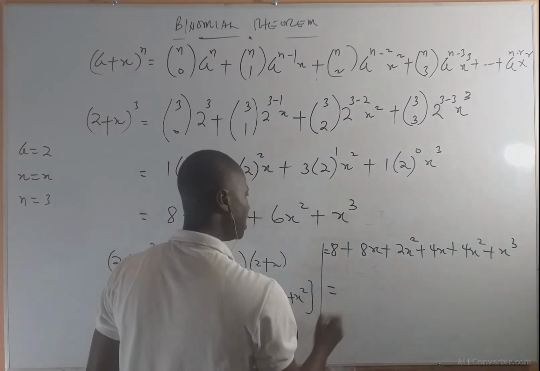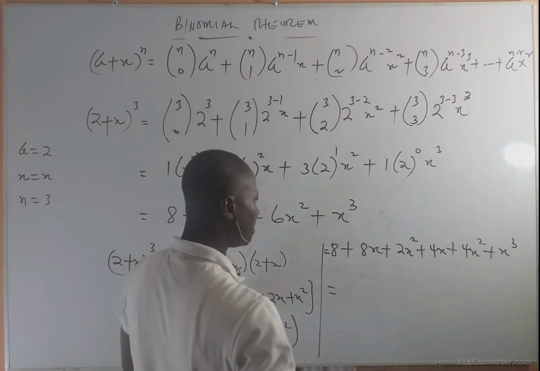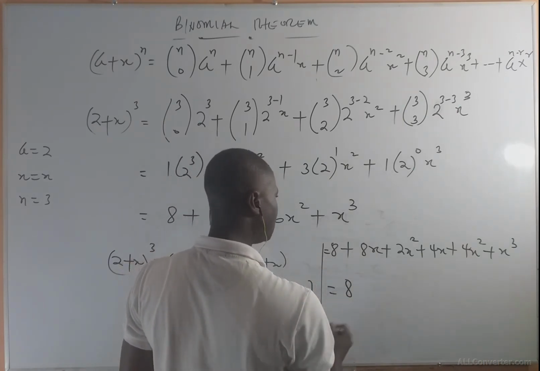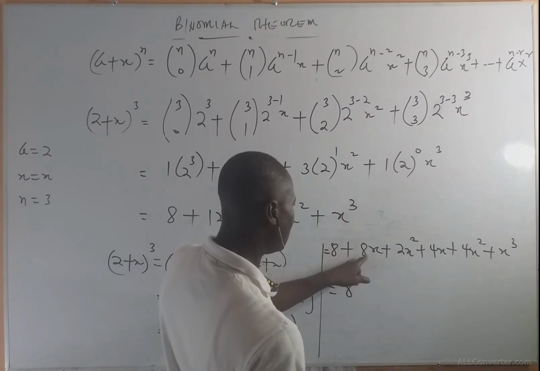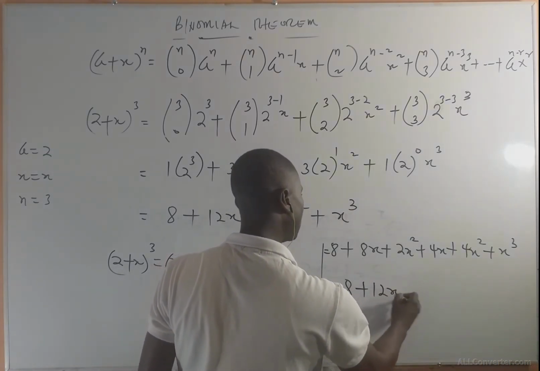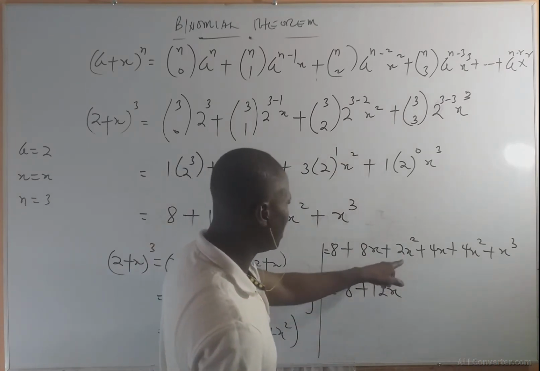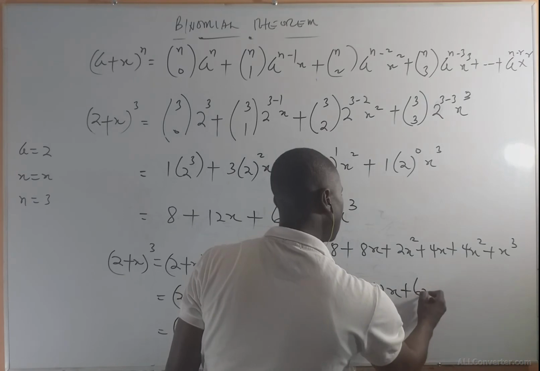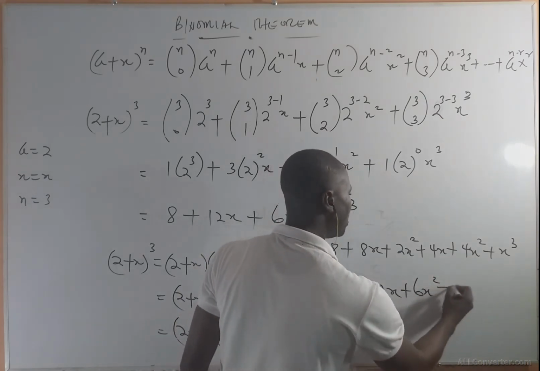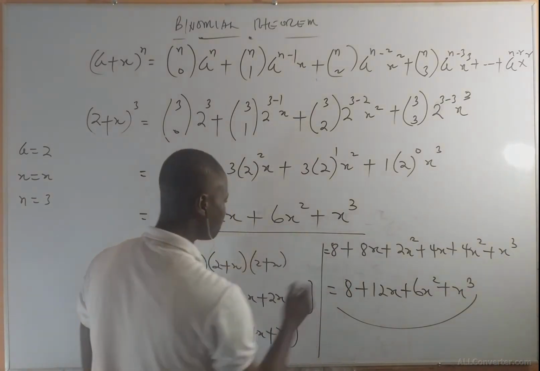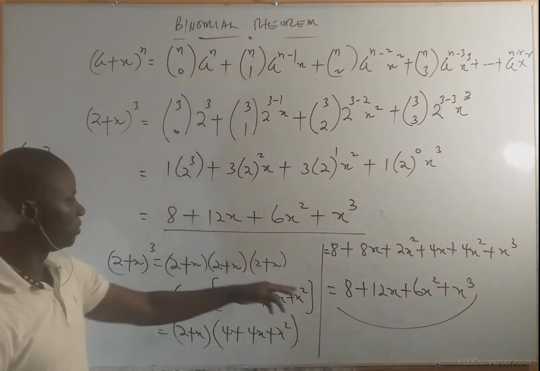So this is now equal to, we can simplify, grouping the terms. The only constant we have here is 8. Then the x term, we have 8x here, we have 4x here, and that will give us 12x. And the square term, we have 2x squared here, we have 4x squared here, and that will give us 6x squared. Then the only cube term we have is x cubed. So do you see that this is the same as this? So we are getting the same thing.